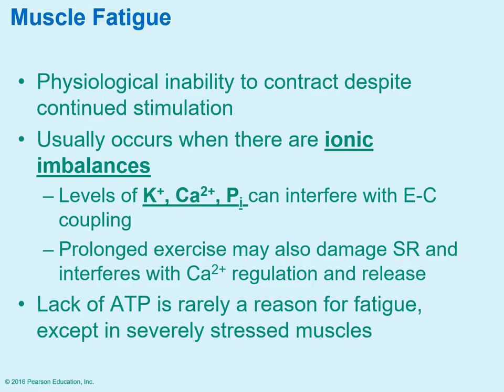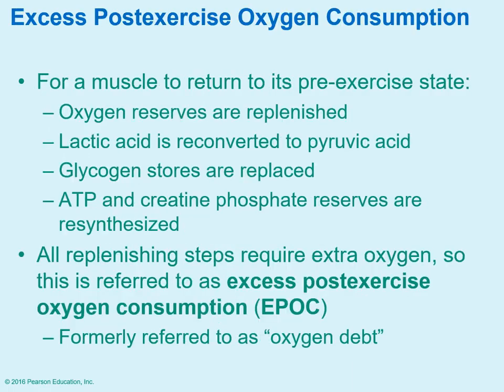Muscle fatigue. Physiologically, you're unable to contract, even though there's stimulation. It's tired. Why does this happen? Usually there's an imbalance of the ions. The calcium, potassium, and phosphorus levels are off. Prolonged exercise can also damage the sarcoplasmic reticulum. It can interfere with how the calcium is released and regulated. So muscle fatigue is usually due to an ion imbalance. It's not usually due to the lack of ATP.